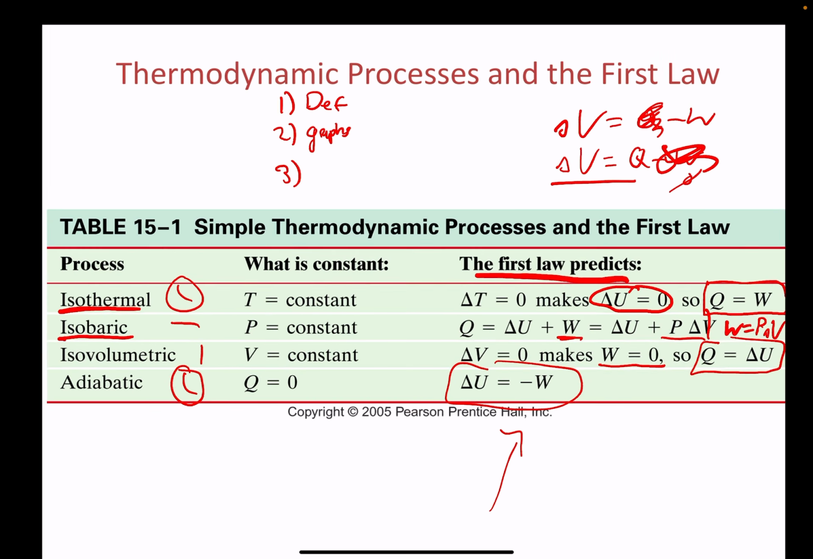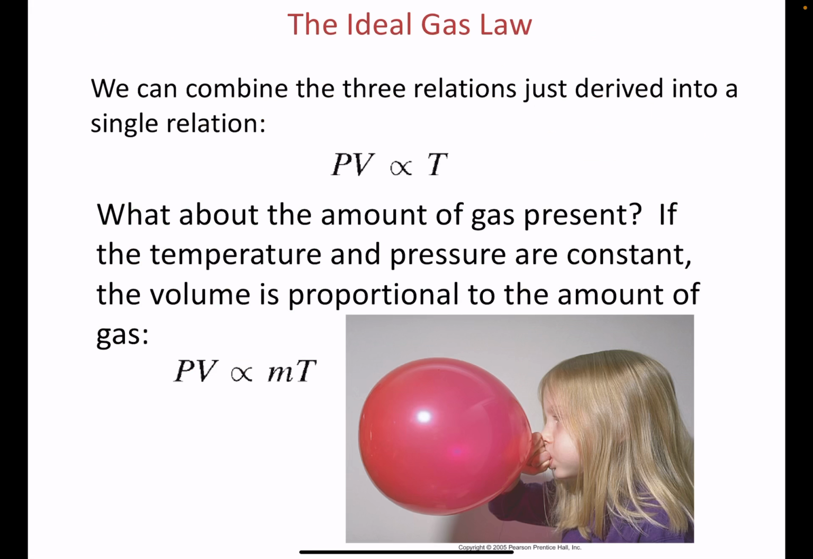And let's see if we can move on the slide. Okay, we have something called the ideal gas law. It's this relationship that the pressure and volume are proportional to T. But how are they proportional? We got to figure that out.